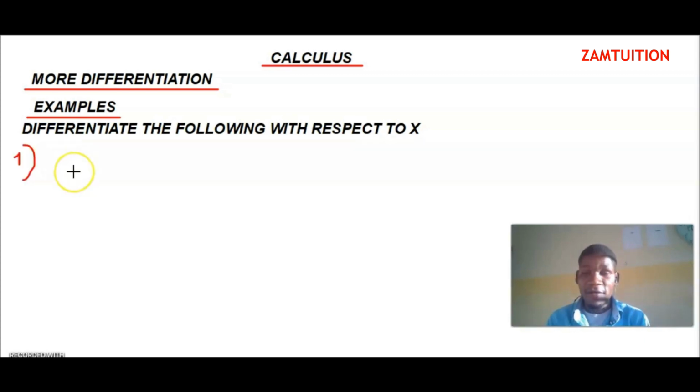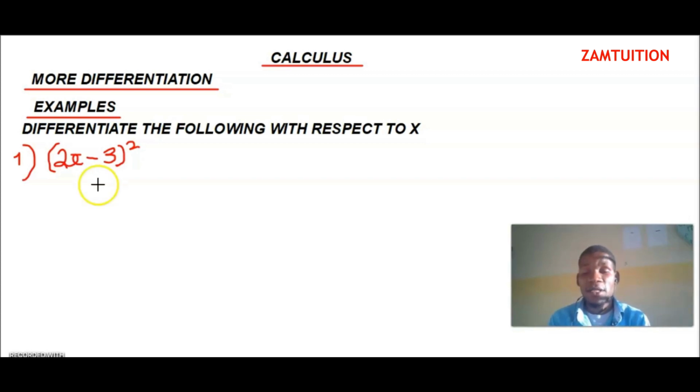So the first example, they have said differentiate the following with respect to x. So we are given respect to x actually. So we say open bracket 2x minus 3 close bracket and squared. So they have given us something like that, and then they have said differentiate this with respect to x. That's what they have said. So how do we differentiate? We are going to use the same rules that we talked about in the previous video.